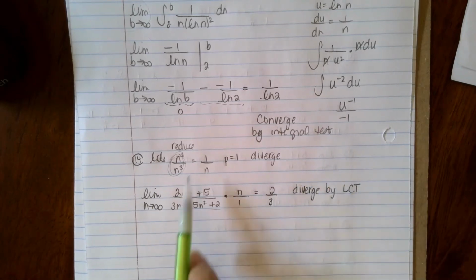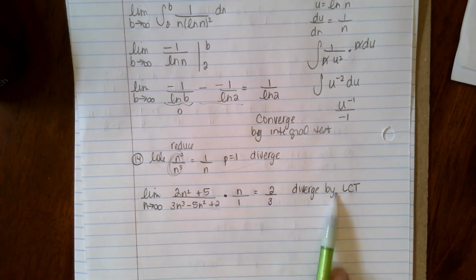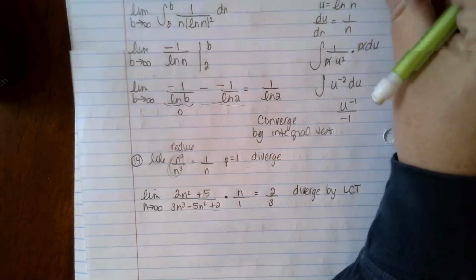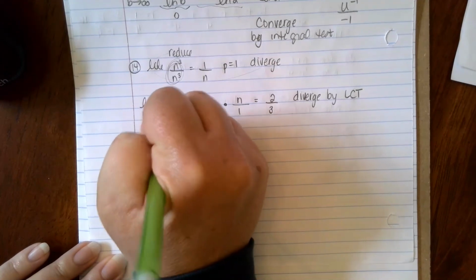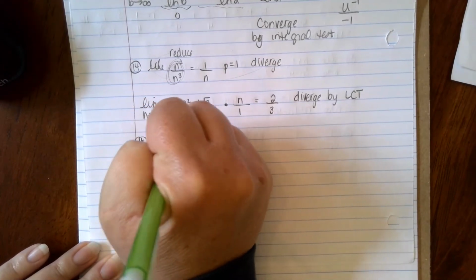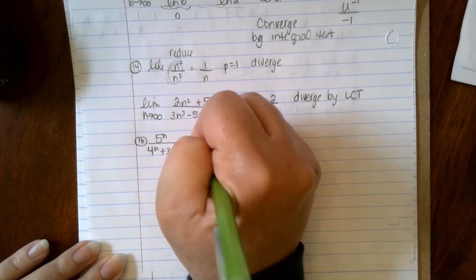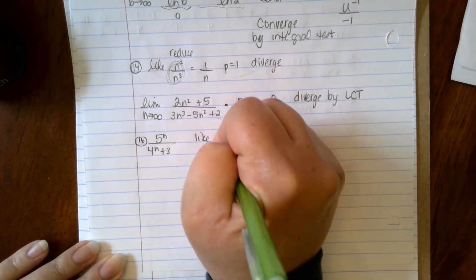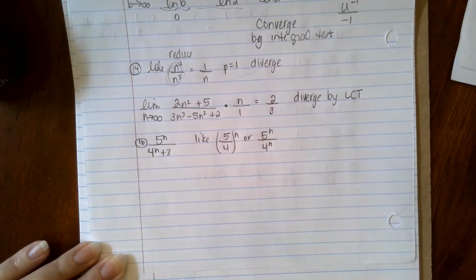Now again, you can't just leave it right here. You have to go all the way down here and you have to show by the proof that it is going to diverge. Because it equaled 2/3, it will diverge by the limit comparison test. Now let's go ahead and look at number 16. Because with number 16, you have 5 to the n over 4 to the n plus 3. So that one's not a p series. But it could be like the geometric thing of 5 over 4 to the n, or 5 to the n over 4 to the n.